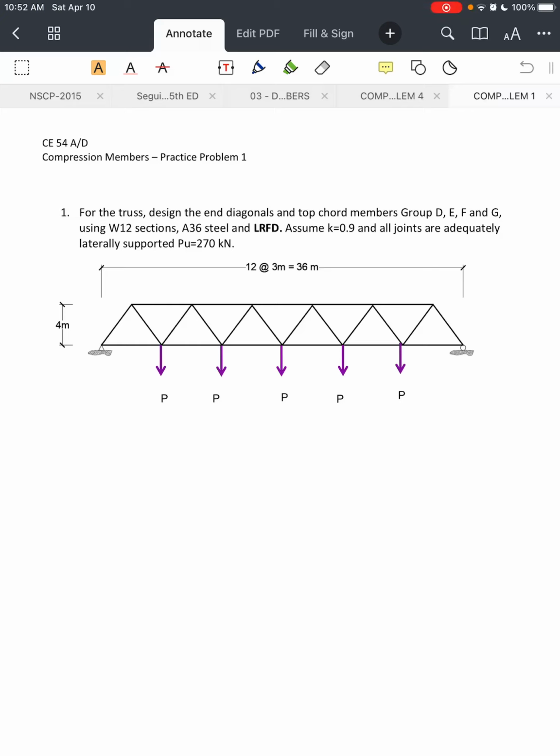Okay, so let's now have our practice problem number 1. For the truss, design the end diagonals and top chord members, group D, E, F, and G, using W12 sections, A36 steel, and LRFD. Assume K is equal to 0.9 and all joints are adequately laterally supported and Pu is equal to 270 kilonewton. As you can see, this is the same truss from our practice problem in tension members.